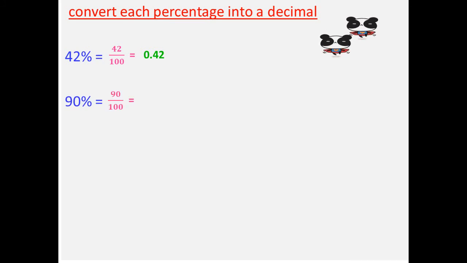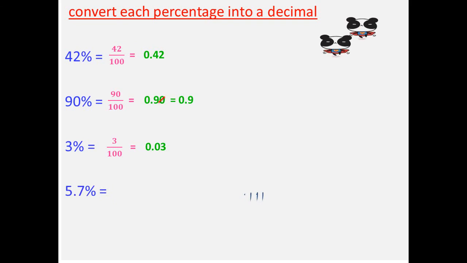90%. As a fraction, it's 90 out of 100. How will we write it? We will write 90, and then the decimal point will jump 2 places. It will be 0.90 or 0.9. Remember that 0 works as a placeholder. 3%, 3 out of 100. The decimal point will jump 2 places. It means I have an empty place, so I will put a 0 as a placeholder. So the decimal will be 0.03.